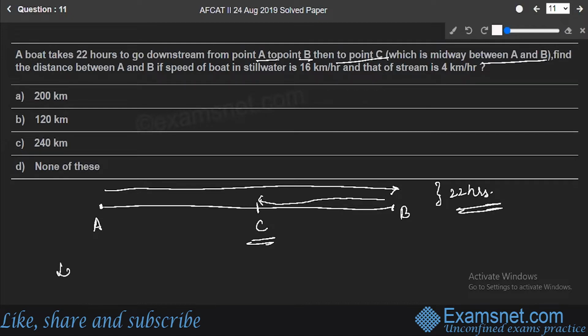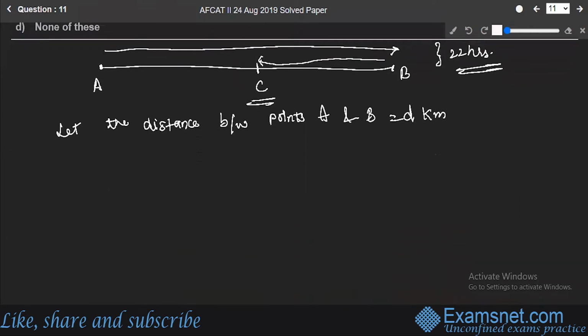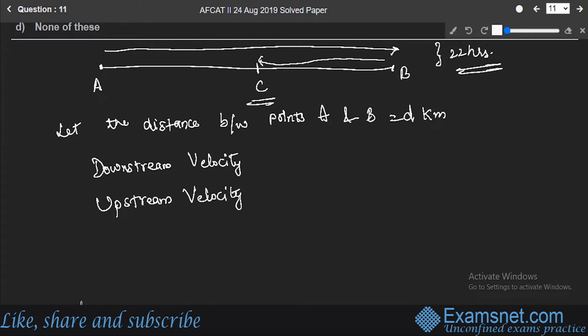So let the distance between points A and B be D kilometer. There are two speeds, downstream velocity and upstream velocity. What is downstream velocity and upstream velocity?